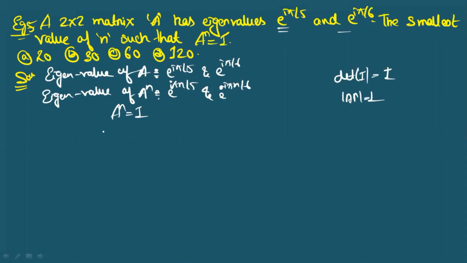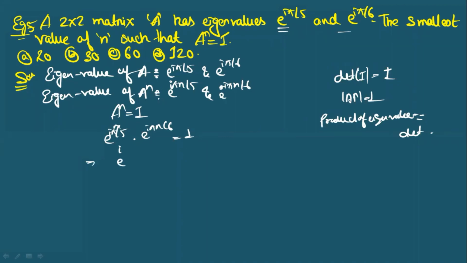Now what we know is, determinant is the product of eigenvalues. Yes or no? So you will write e to the power i pi n by 5 times e to the power i pi n by 6. It must be equal to 1. We know the product of eigenvalues is equal to the determinant of the matrix.